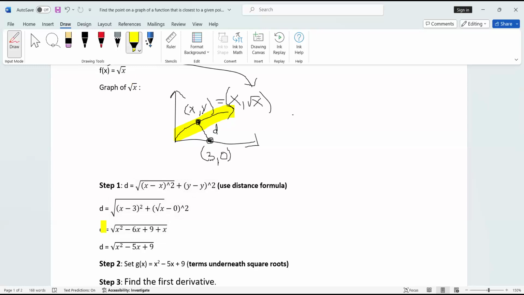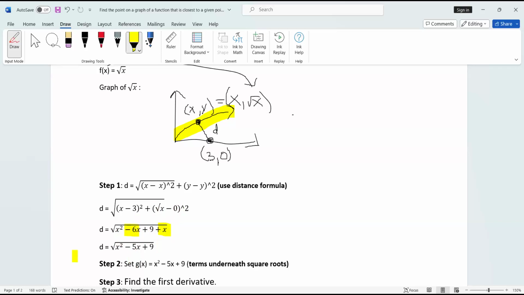Okay. Next, we're going to simplify. (x minus 3) squared expands to x squared minus 6x plus 9. And then (square root of x minus 0) squared just gives us x, so we just carried that down. The square root of x times itself gives us x. Simplify by combining like terms. We combine negative 6x and x to get negative 5x.